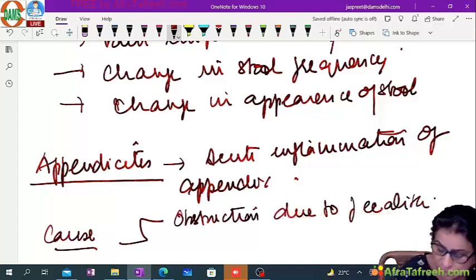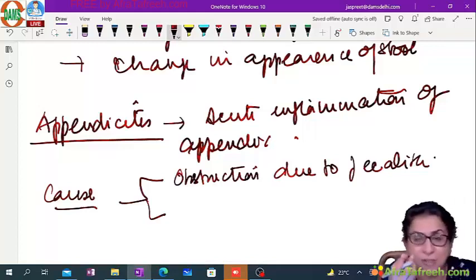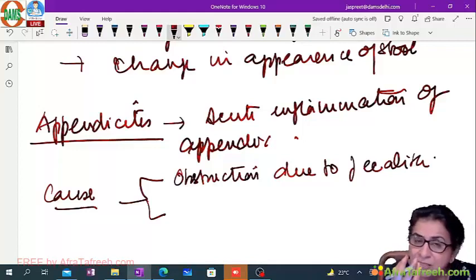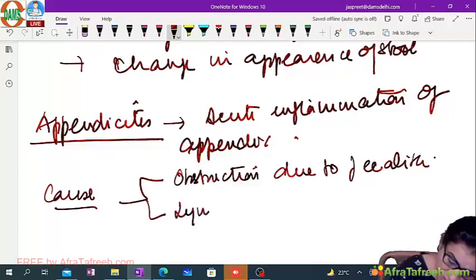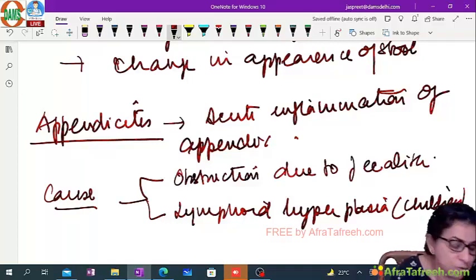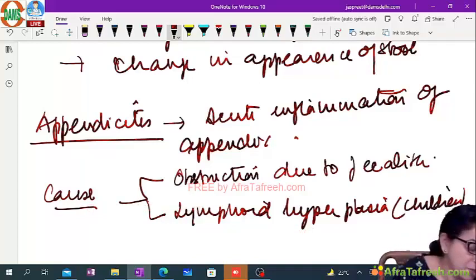So there is a fecolith which is obstructing the appendix, or in children, you know what happens? The appendix contains lymphoid follicles or lymphoid aggregates, like Peyer's patches. So there can be lymphoid hyperplasia, which is a common cause of appendicitis in children. These lymphoid follicles can undergo hyperplasia and produce obstruction.